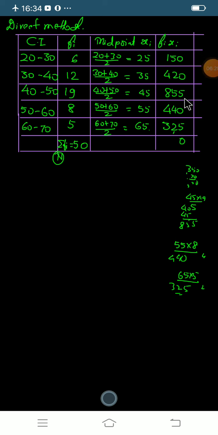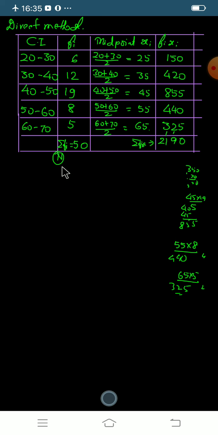Now we have to add all this, the fi xi column. 5 plus 5, 10, 1 to carry, 3, 7, 12, 14, 19. 1 to carry, 1, 4, 8, 16, 20, 21. What is this number? 2190. That is summation fi xi. Summation fi xi is how much? 2190. Now we have to make use of the formula.